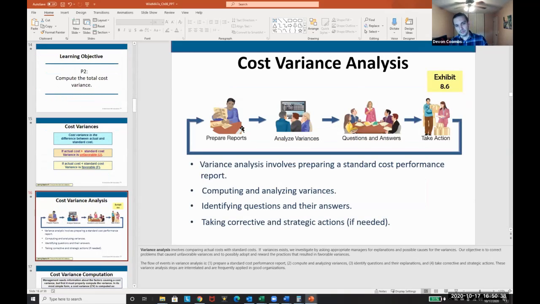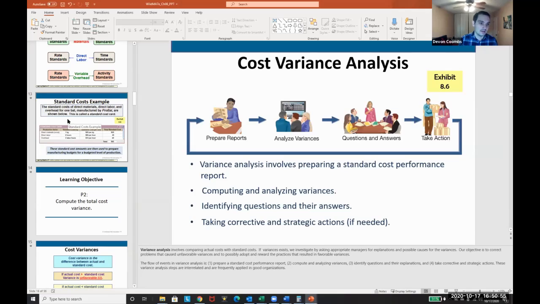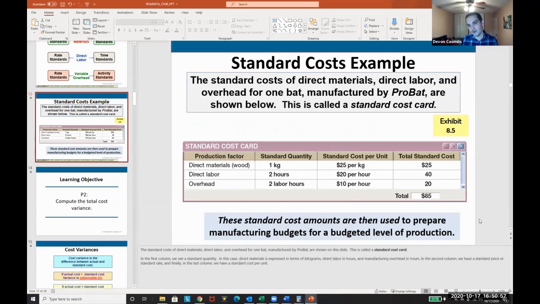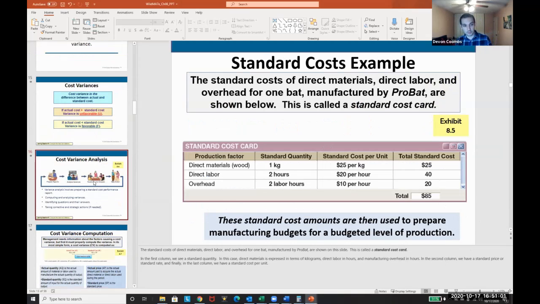And so what do we do? This is just the process of how we would analyze these variances. And so first, the reports are prepared. This is just the process of after we figure out there's a variance. So let's say we found out that the bat actually cost $100. That doesn't tell us much. We would need to figure out, was that driven by the direct materials, the direct labor, or the overhead? So how do we approach that?